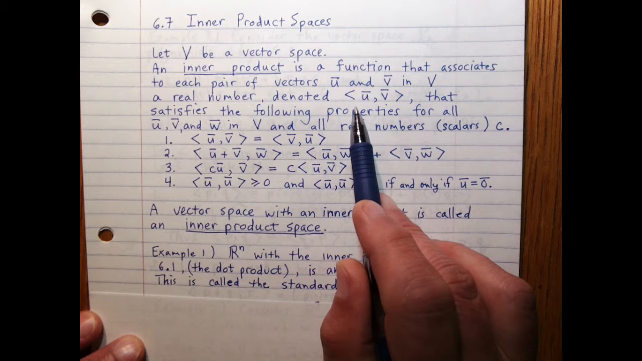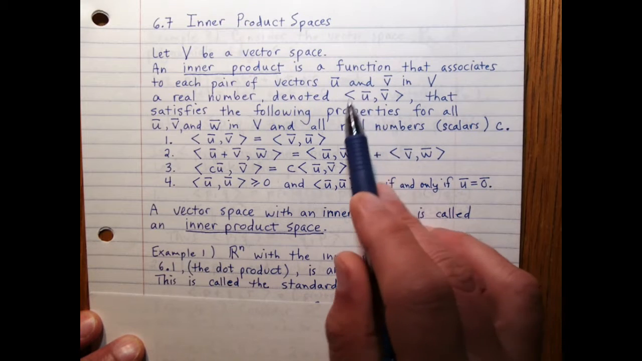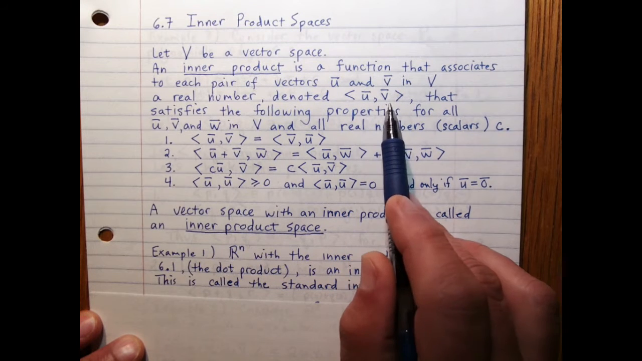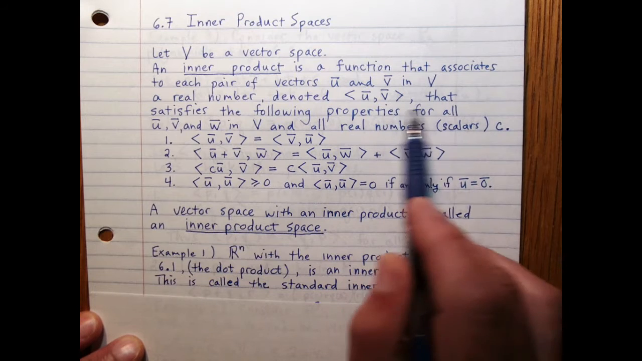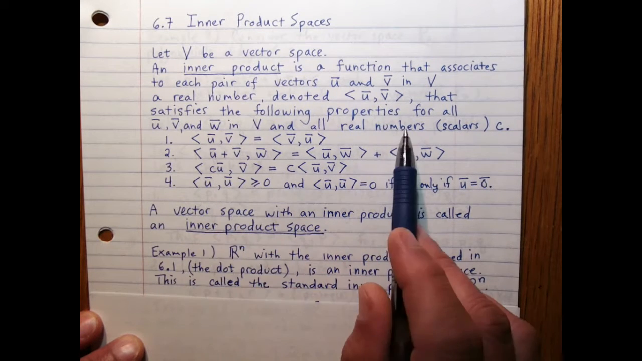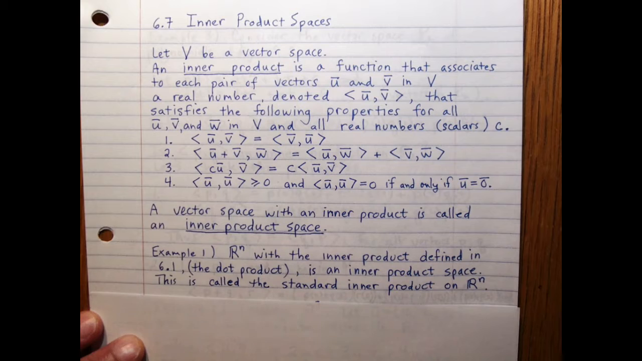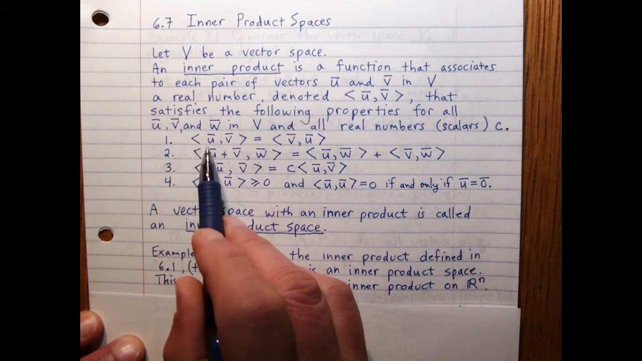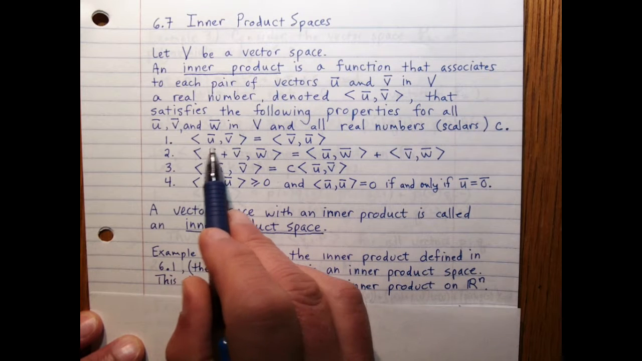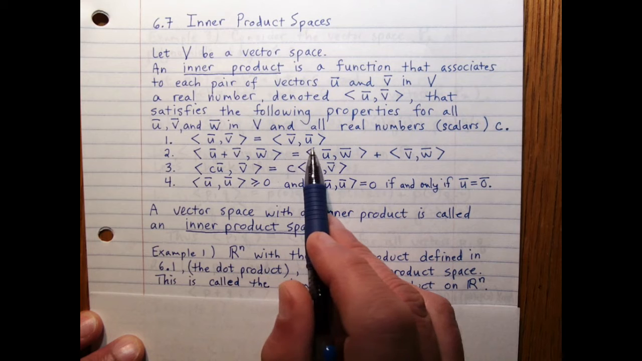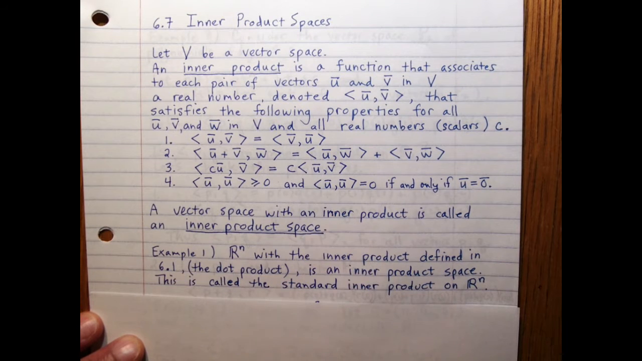You can say bracket uv. I'm always going to read this as the inner product of u and v. And the inner product of u and v has to satisfy certain properties for all u, v, w in V and all real numbers or scalars c. So the first property is that the inner product of u and v equals the inner product of v and u. That's like a commutative property of inner product.